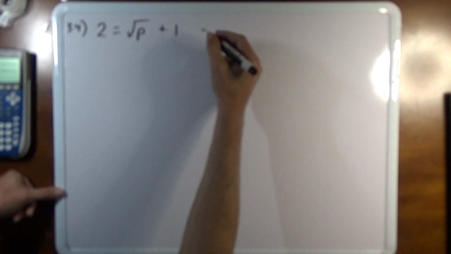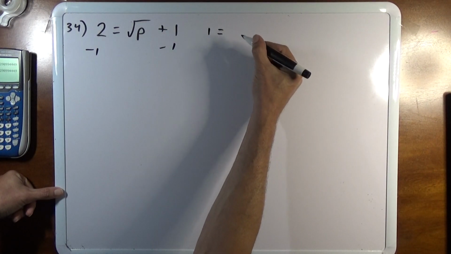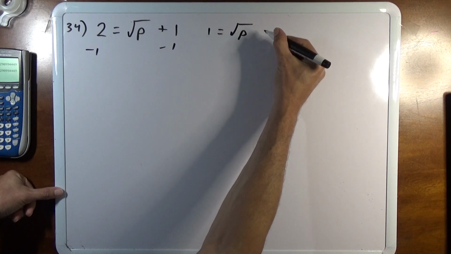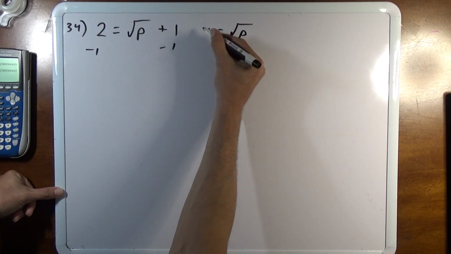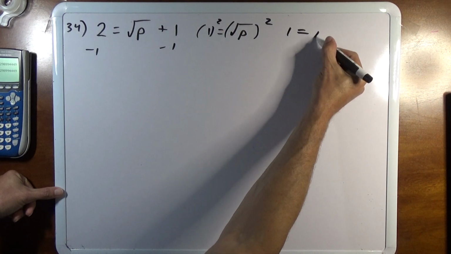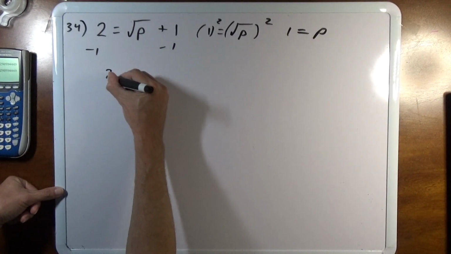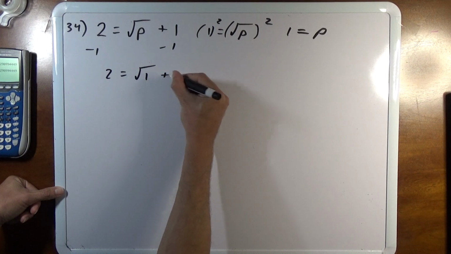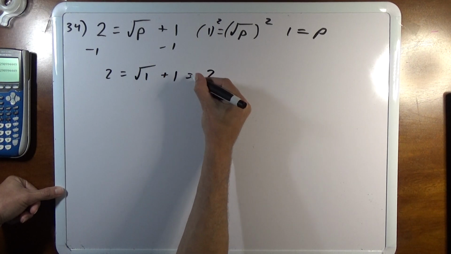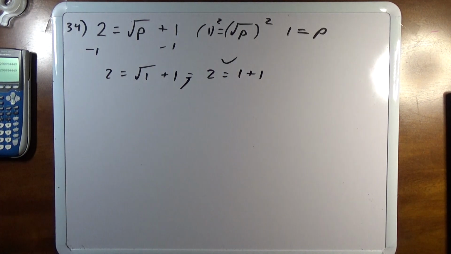Okay. So I'll subtract 1 from both sides. 1 is equal to square root of p. Square both sides. I get 1 is equal to p, and we'll check that. 2 is equal to the square root of 1 plus 1. 2 is equal to 1 plus 1. Checks out. And we have just one solution.